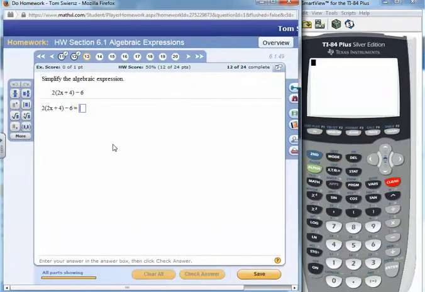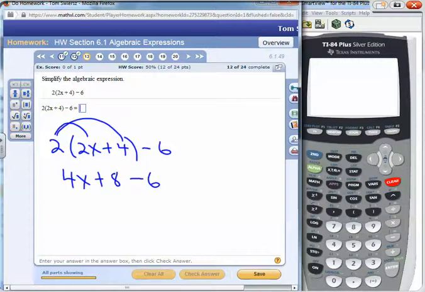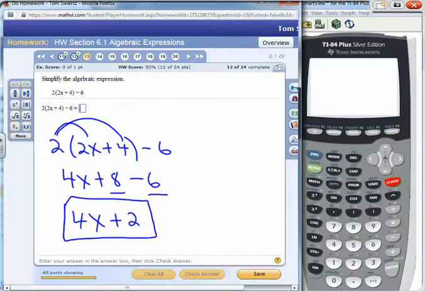All right, number 13. Always distribute first, and then we'll combine similar terms. So 2 times 2x plus 4, minus 6. The 2 is in front of here, so it distributes. So 2 times 2x is 4x. 2 times 4 is 8. Minus 6. We'll get rid of our parentheses because we distributed. Now 8 minus 6 are constants. We can combine those. 4x is the only x term. 8 minus 6 is simply a positive 2, right? So our final answer is 4x plus 2. Again, this has a variable, that's a constant, so you can't combine any further. So that is our final reduced simplified answer, 4x plus 2.